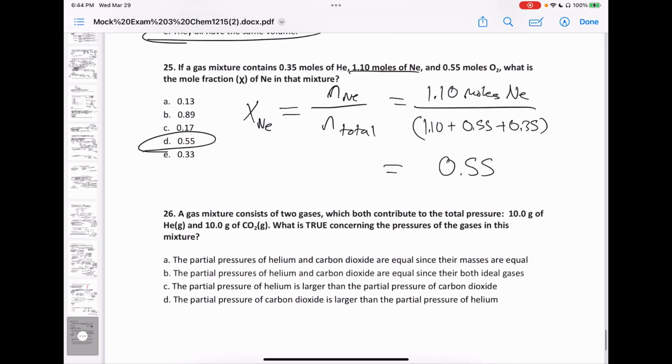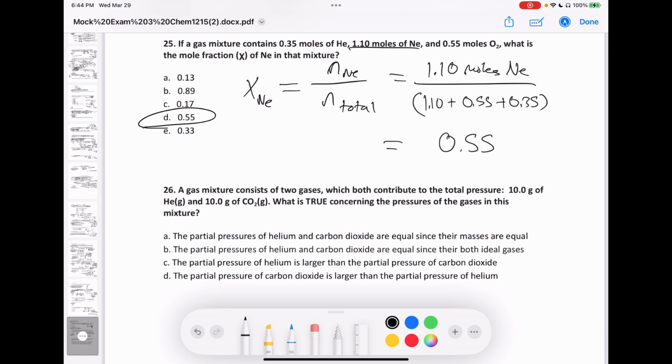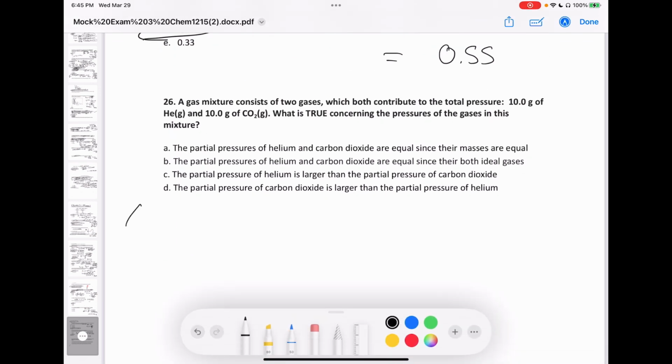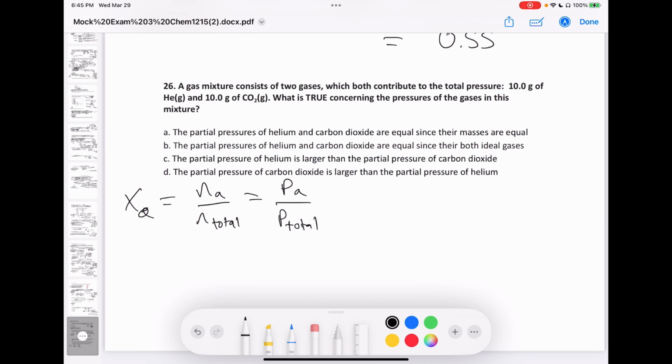So if we look a little bit back at the previous problem, I guess we can just restart. Earlier I wrote that the fraction, or chi, of anything is just going to be equal to the moles of that over the moles total, which is equal to the partial pressure of that over pressure total.